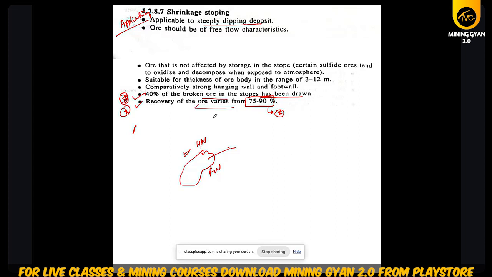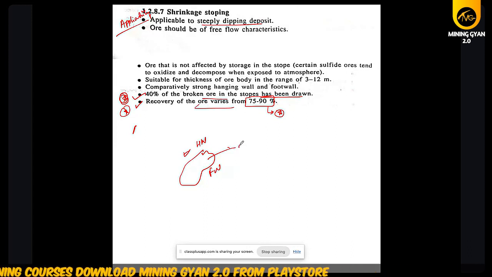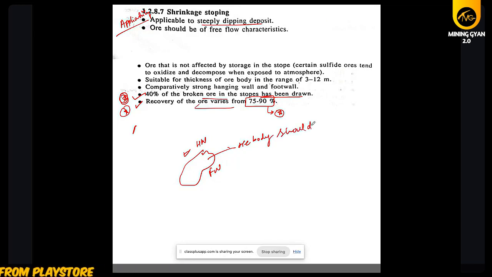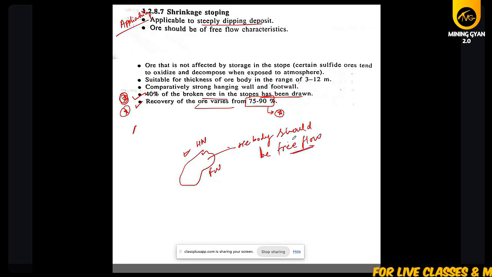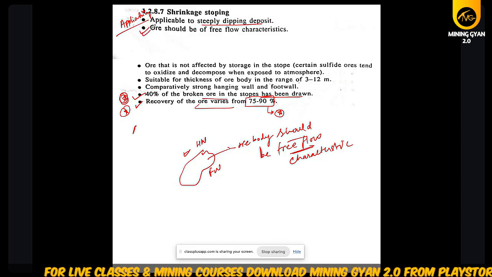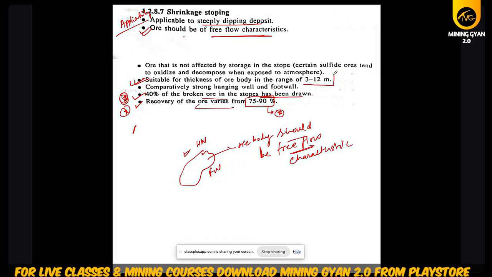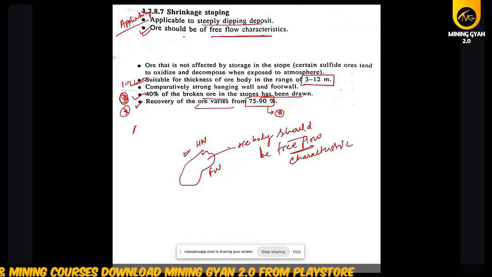Okay. And the ore body should be free flow. Free flow means it should not be cementing. The ore body should have free flow characteristic. And thickness of the ore body should be 3 meter to 12 meter. This is also important. This is what AK Gorai has mentioned.